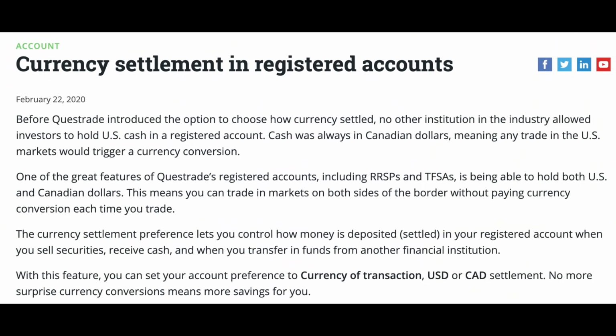And it says here, before Questrade introduced the option to choose how your currency is settled, no other institution in the industry allowed investors to hold US cash in a registered account. Cash was always settled in Canadian dollars, meaning any trade in the US market would trigger a currency conversion. One of the great features of Questrade's registered accounts, including RRSPs and TFSAs, is being able to hold both US dollars and Canadian dollars. This means you can trade in markets on both sides of the border without paying a conversion fee every time you trade. And this is a subtle but massive benefit to investing with Questrade.